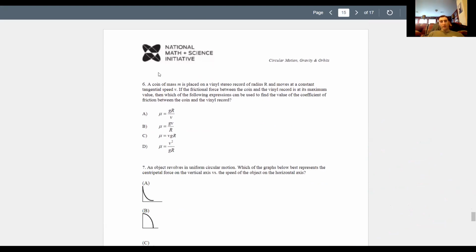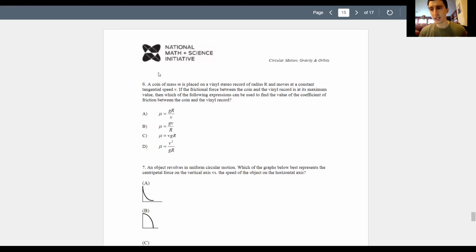Number 6. A coin of mass M is placed on a vinyl stereo record of radius R and moves at a constant tangential speed V. If the frictional force between the coin and the vinyl record is at maximum value, then which of the following expressions can be used to find the value of the coefficient of friction between the coin and the vinyl record?